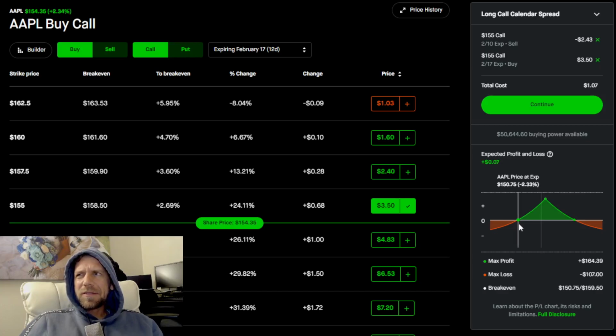You're more likely to land somewhere in these other areas. See, at 150.75, the strike price, I only get 7 cents profit. The closer I get to 155, the more money I'm going to get out of this. $36 profit, $41, $58, $68, etc.